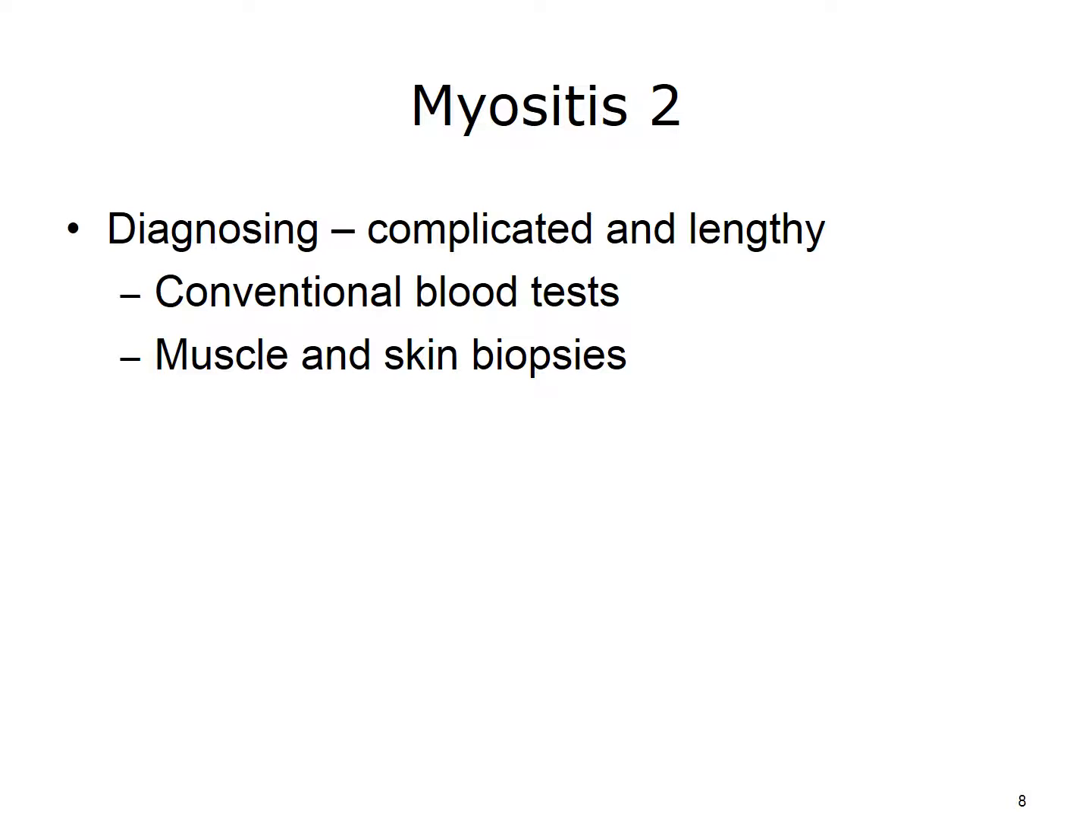Diagnosing myositis is often a complicated and lengthy process. Doctors may use one or more of the following tests to help confirm a specific diagnosis. Conventional blood tests, where the doctors look for elevated levels of muscle enzymes in a patient's blood samples. Muscle and skin biopsy, where small samples of muscle tissue show abnormalities in muscles, including inflammation, damage, and abnormal proteins. For those with skin symptoms, doctors often biopsy a piece of skin to study.